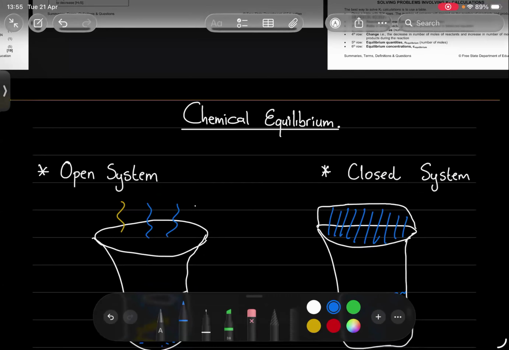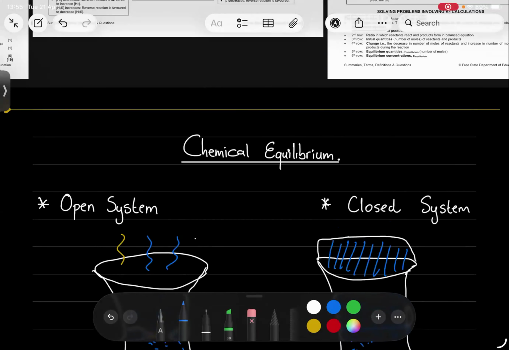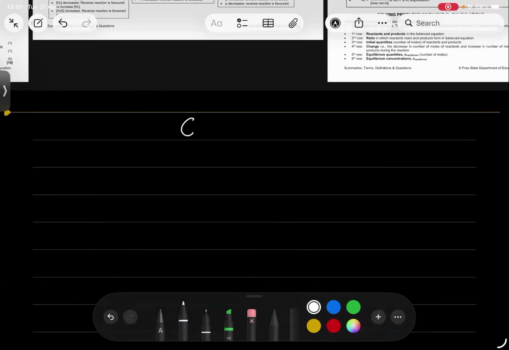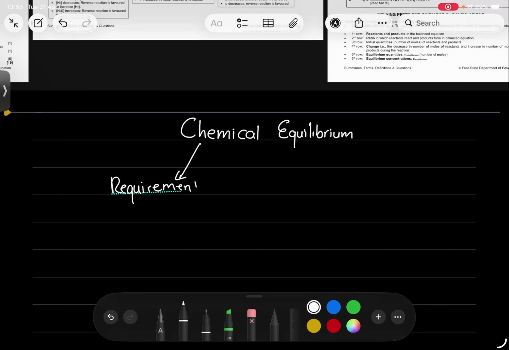Obviously, whenever you have this, in chemical equilibrium, the requirements means of this type of the reaction, guys.